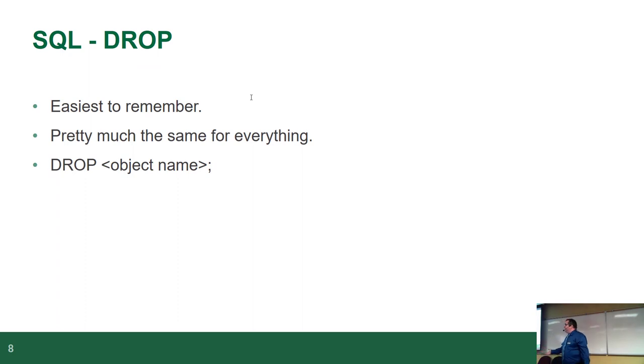the next command I'm going to talk about, which is the drop command. And the drop command, actually, I'm missing a piece of syntax in this, but it's fairly straightforward. It's the easiest one to remember. Why? Because there's no extra arguments. It's the same for everything. What this should read is drop object type, object name.